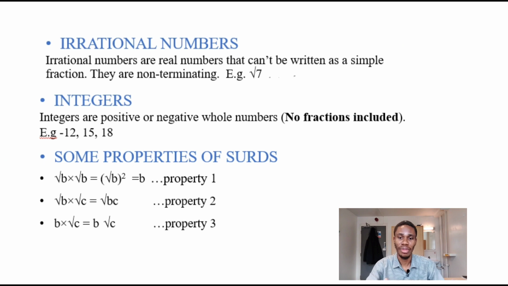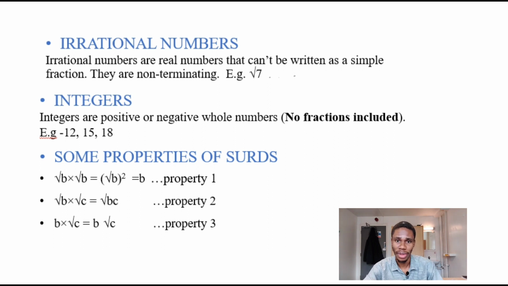Irrational numbers are real numbers that can't be written as a simple fraction. Now these numbers are basically non-terminating and non-recurring in the sense that they do not end. So for example, we could have square root of 7, we could have pi, and pi gives us 3.142 and it goes on and on and on. These are irrational numbers. Integers are positive or negative whole numbers. There's no fractions involved, so you can have minus 12, 15, minus 25 and so on.